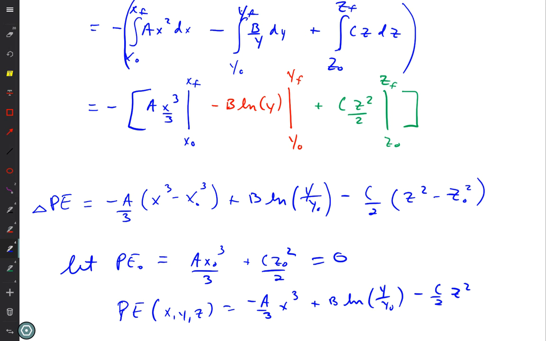Okay, for our final trick of what I have set out today, let's reverse that. So we have my potential energy is minus a over 3 x squared.